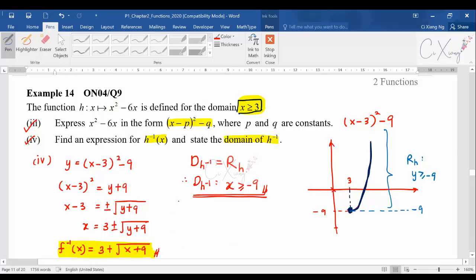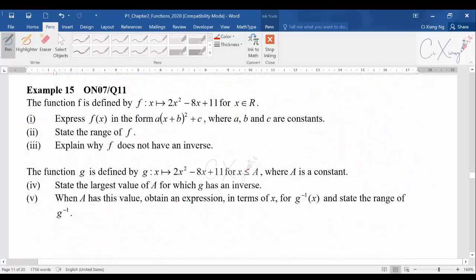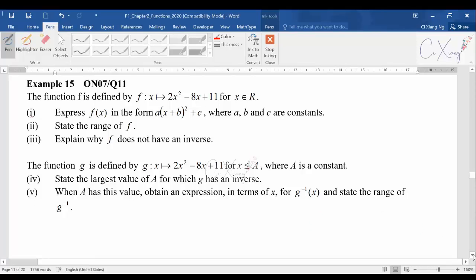Okay, so this is what we have. Then next example, example 15. For those who already roughly have the idea, you can have a try for example 15 first. Pause the video here, and only after that come back to the discussion again. Okay, so this is the function that we have.